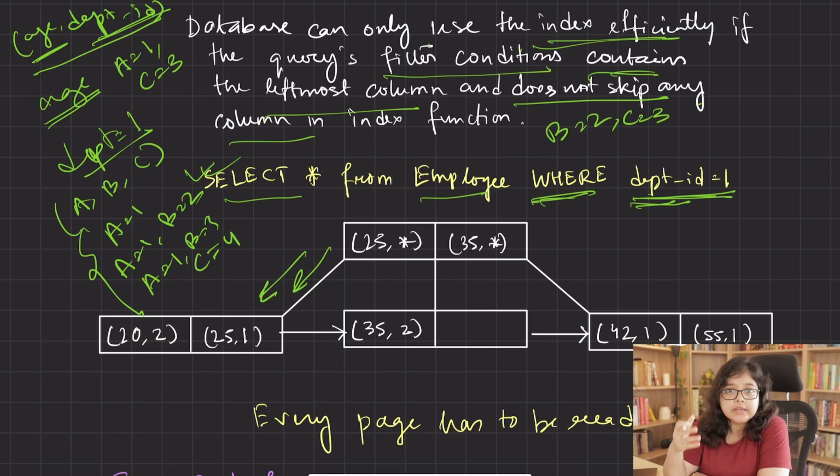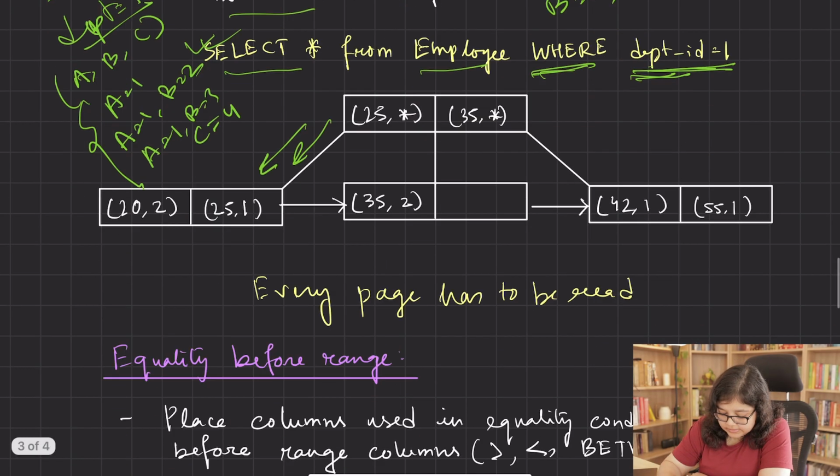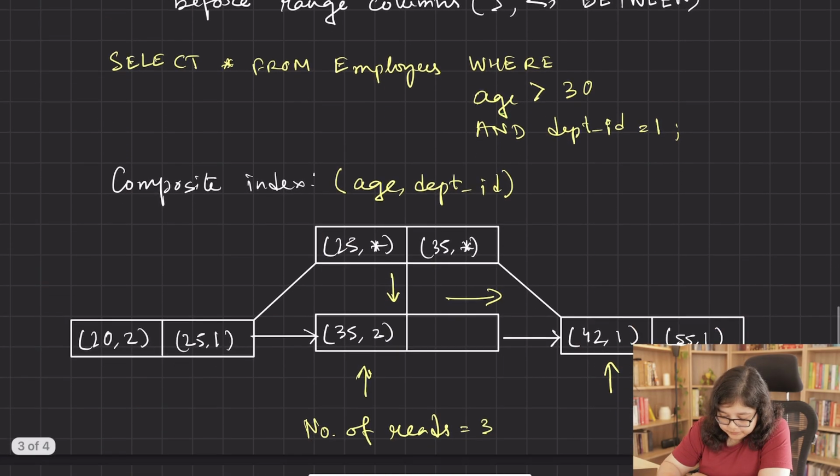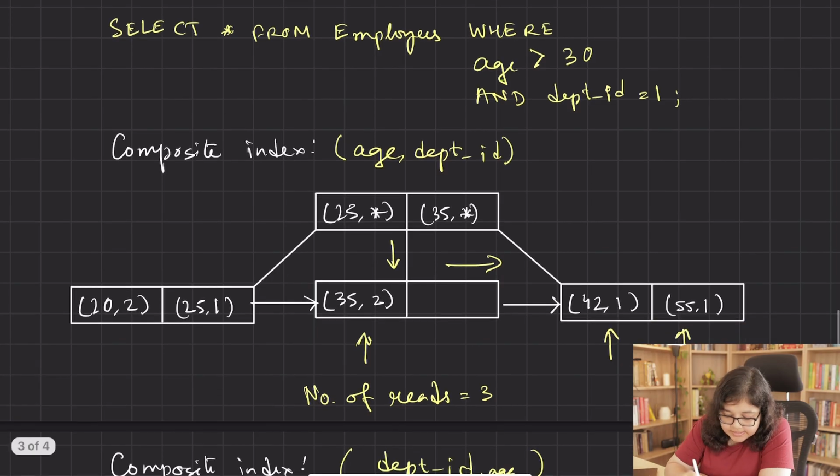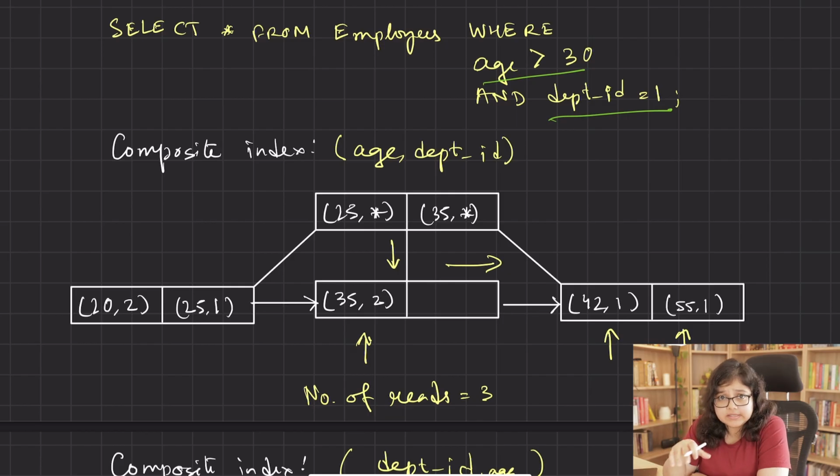Now let's move on to the next principle, that is equality before range. Let's start with the query: select star from employees where age is greater than 30 and department ID equals 1. At first glance, it might look like the index will be used efficiently, as the where clause contains both the columns present in the index, age and department ID. But that is not the case.